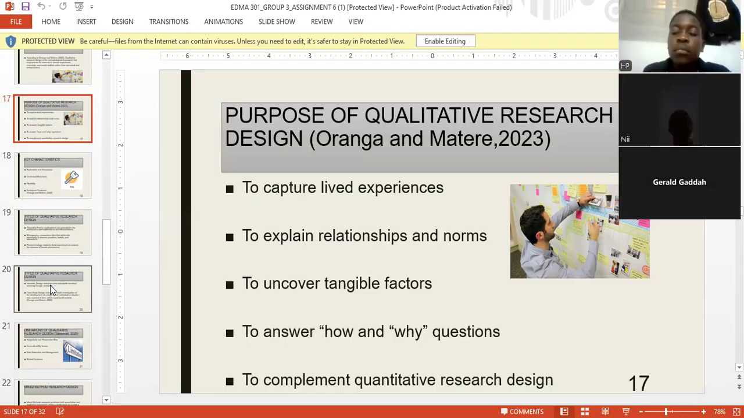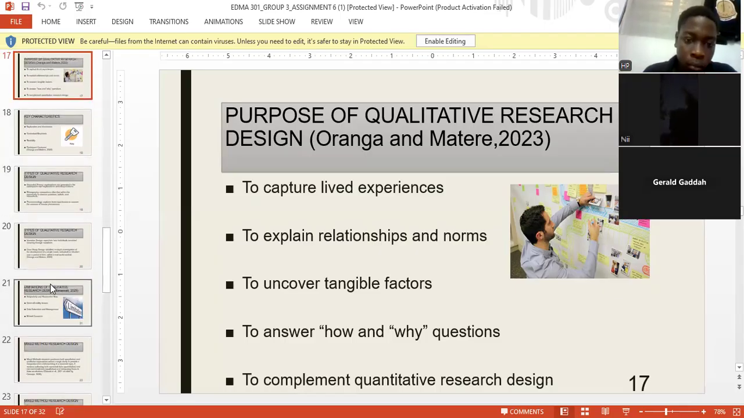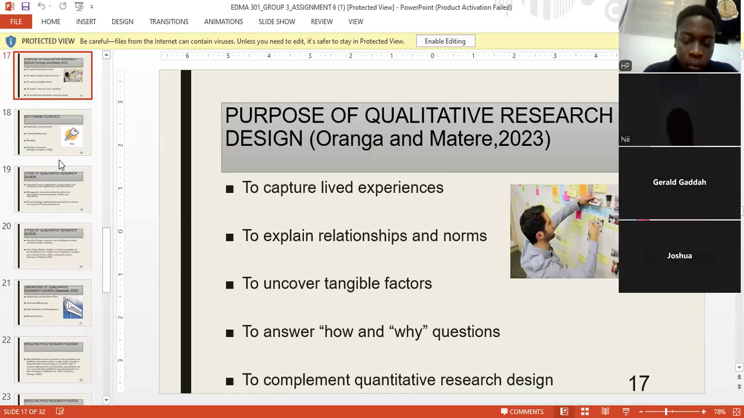So here someone is choosing yes. Someone is saying maths is difficult, but you don't know what the factors are. What's leading the person to say that, right? So the qualitative research design aims to factor out those tangible factors and also to answer how and why questions. Just like I mentioned earlier, how it happened works with the qualitative, and why something is happening. All these answers come from the qualitative research design.